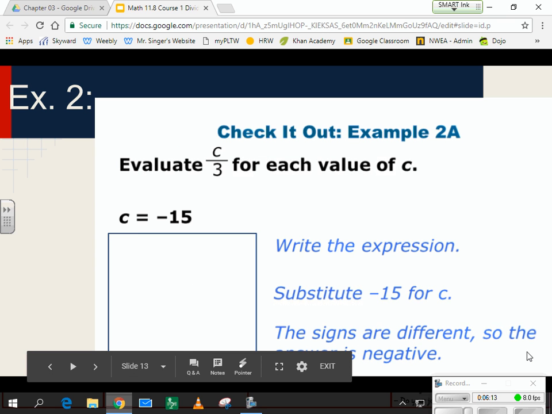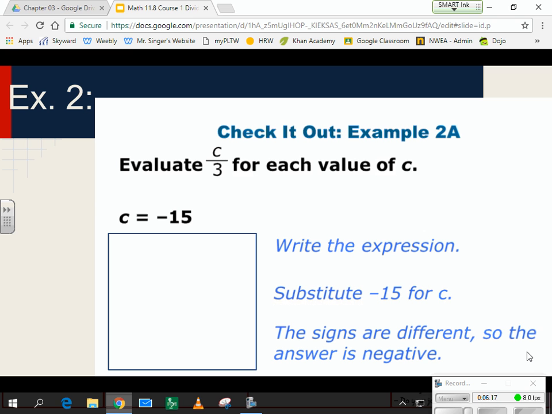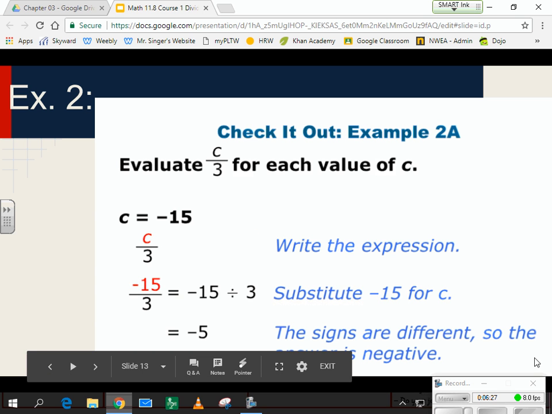Let's do another one here of c equals negative 15. So plug negative 15 in for c. How many times does 3 go into 15? You know that to be 5, but is it positive or negative? Hopefully you were thinking negative, since one's a positive number and one's a negative number.